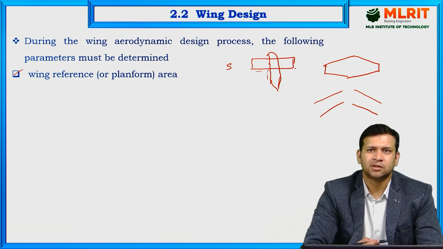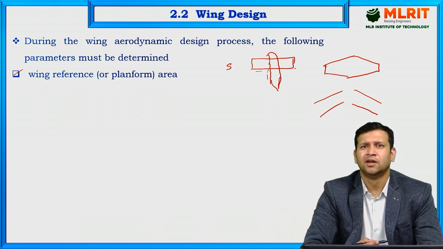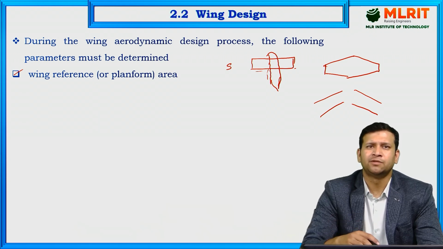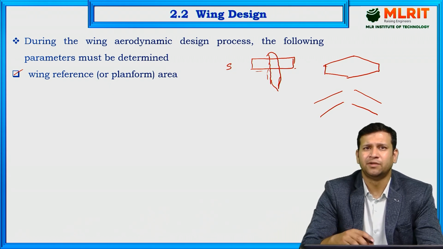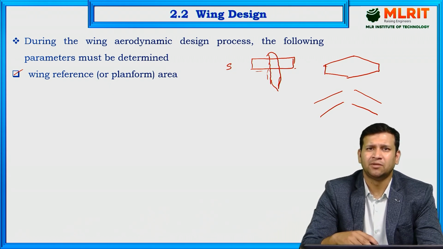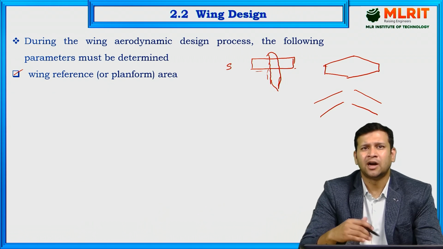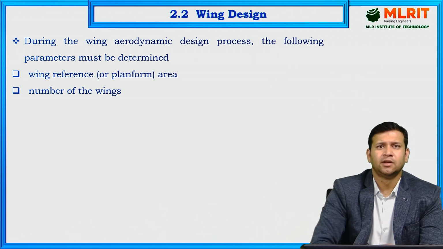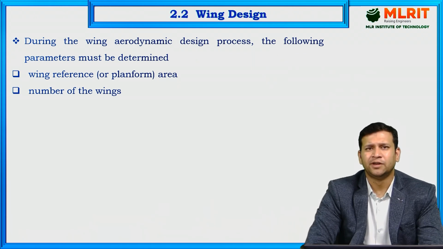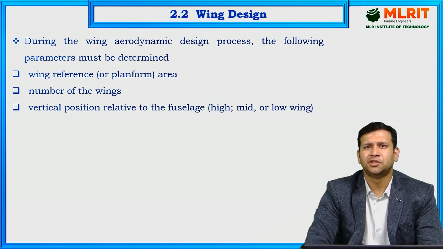He may go with trapezoidal wings with a little sweep angle, and again the position of the wing comes into the picture, whether it is dihedral or anhedral, or a mid wing, straight wing, or whether it has any aerodynamic twist or geometric twist. It again depends on the requirement. The next point is the number of wings we need for generating the lift. Vertical position relative to the fuselage. For example, it can have a high wing, mid wing, or low wing configuration.